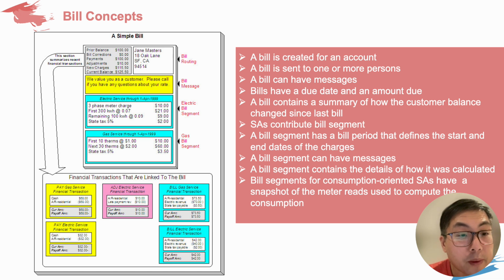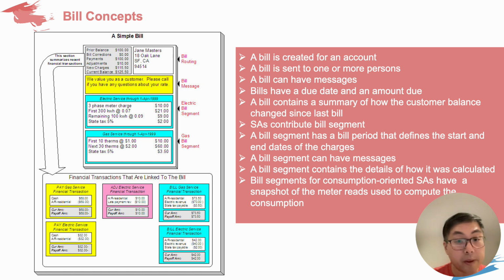So match event as well. So for this session, I think a few basic knowledge points, we just go through. First, a bill is generated for an account. A bill is sent to one or more persons. It doesn't have to be just one person. On the account, normally you would have a main customer. Generally, they are the one who pays for the bill, so we will send it to them when the bill is generated. But that's not always the case.